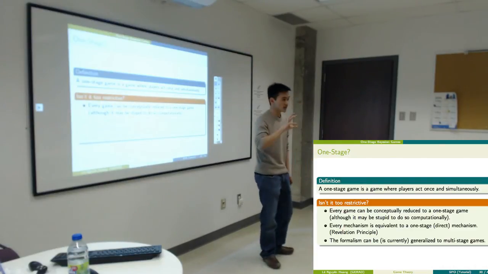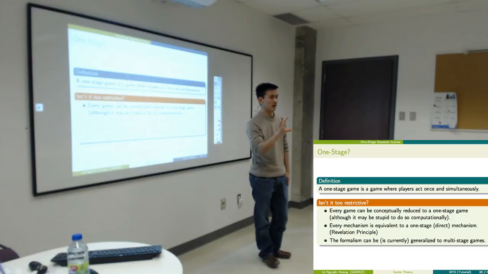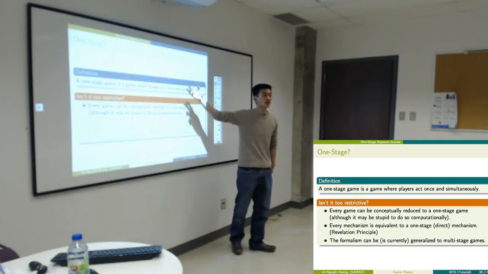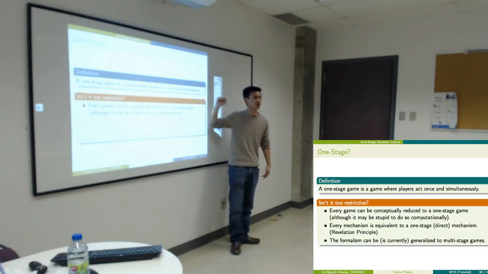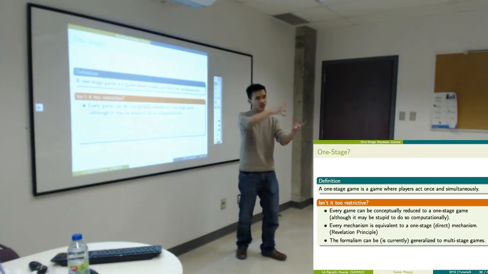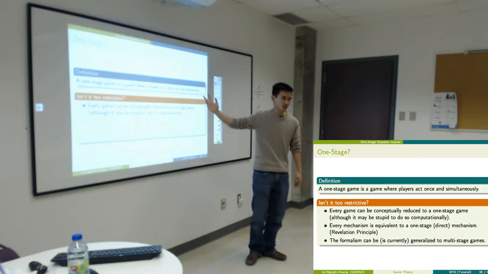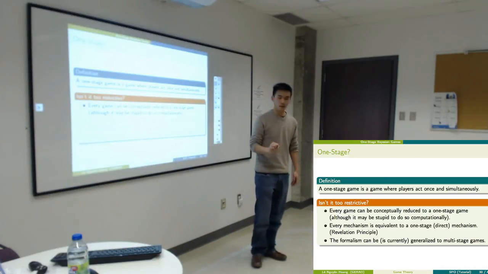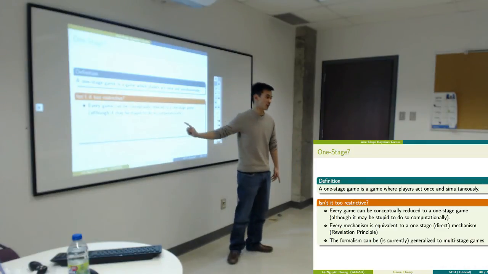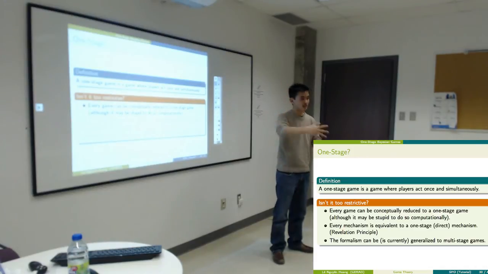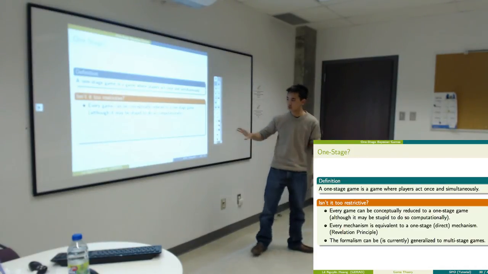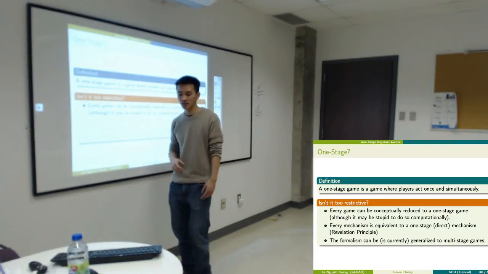And if you consider the super actions of this game, you can reduce your game to a one-stage game. People just do super actions, hence a one-stage game. So that's a conceptual way to reduce every Bayesian game to a one-stage game. But it's stupid computationally, because the set of actions is exponential after that, and it's not tractable. But conceptually, it makes sense.